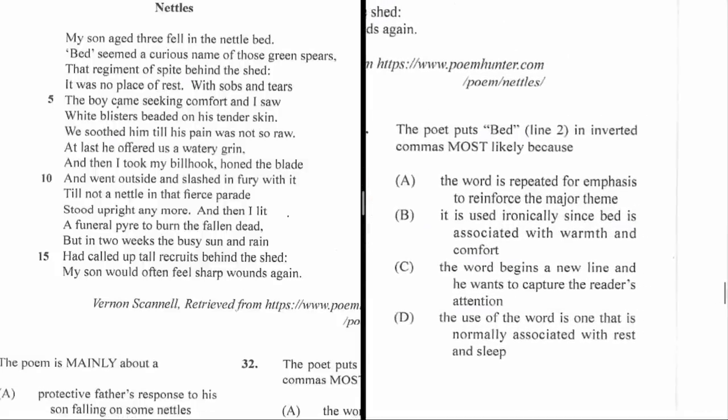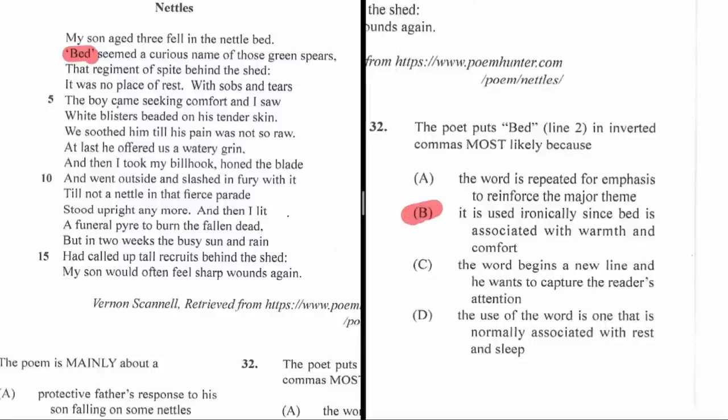The poet puts bed, line 2, in inverted commas, right here. Most likely because, answer B, it is used ironically since bed is associated with warmth and comfort. So my son, aged 3, fell in the nettle bed. Bed seems a curious name of those green spears. Bed, curious here just means strange, weird, ironic. How can these spears be called a bed when they're not providing comfort and rest like beds are supposed to provide? They are the opposite of a bed. And so he's using bed in an ironic sense.